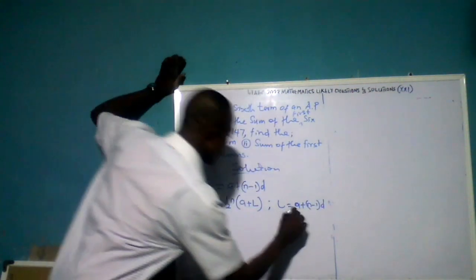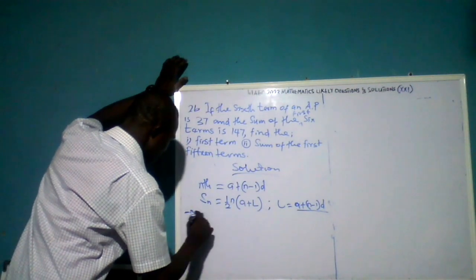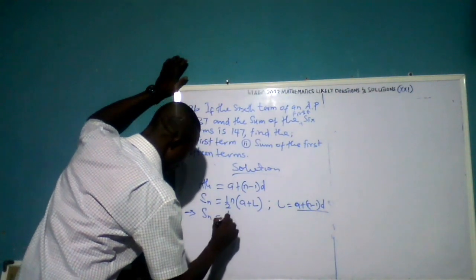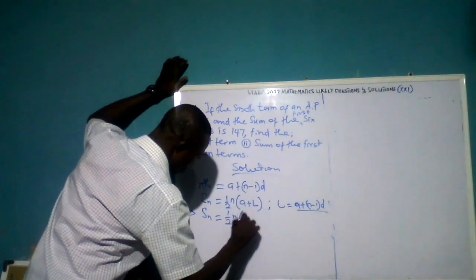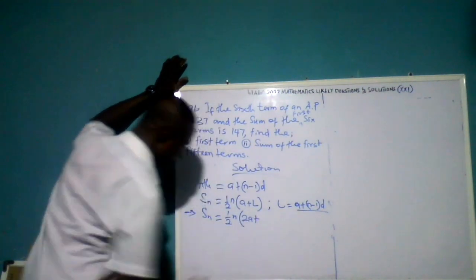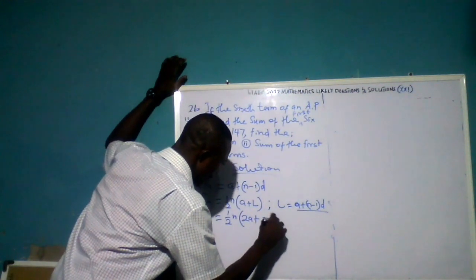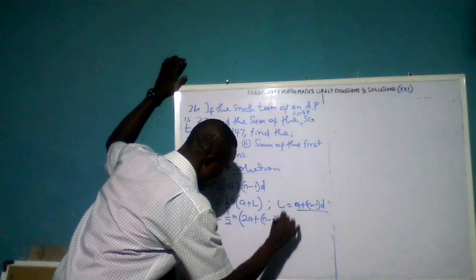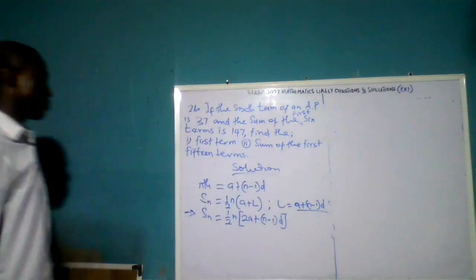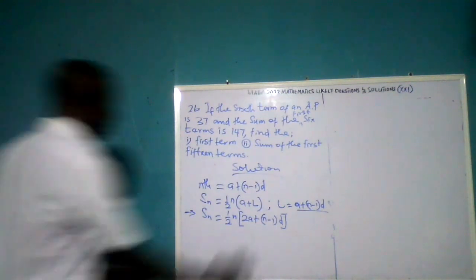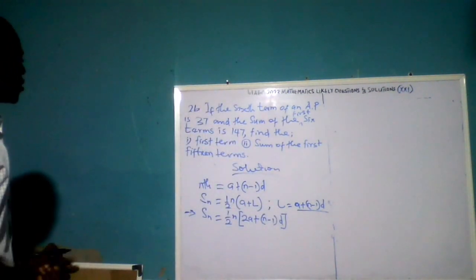If you substitute this for l in this equation, it implies that Sn is equal to half of n, open brackets, 2a plus n minus 1, close bracket, d, close bracket. Of course, let this be block brackets. So these are the tools we are going to use in solving this question.